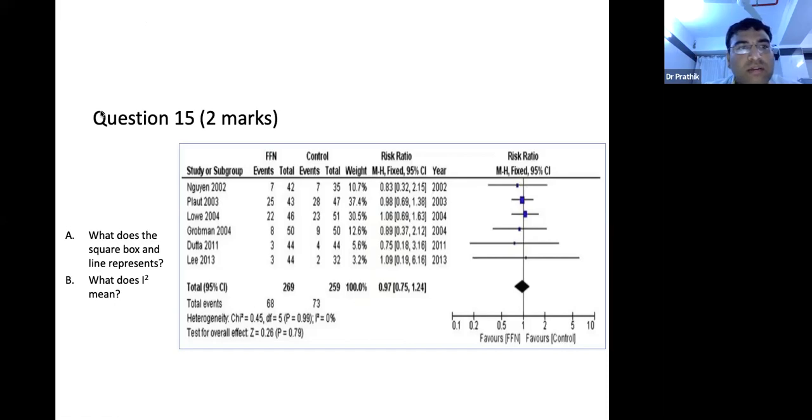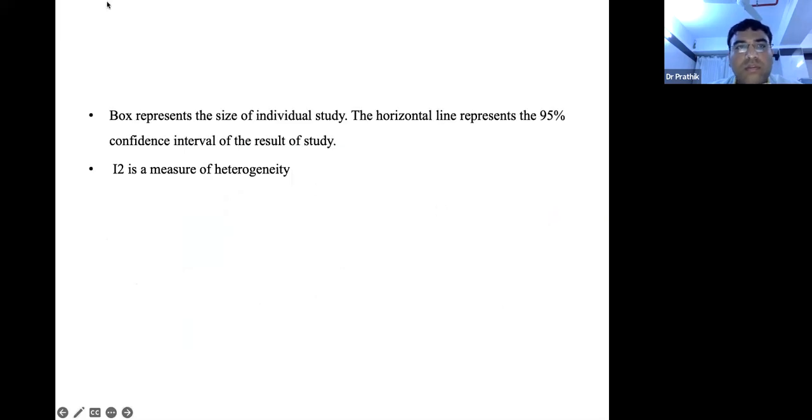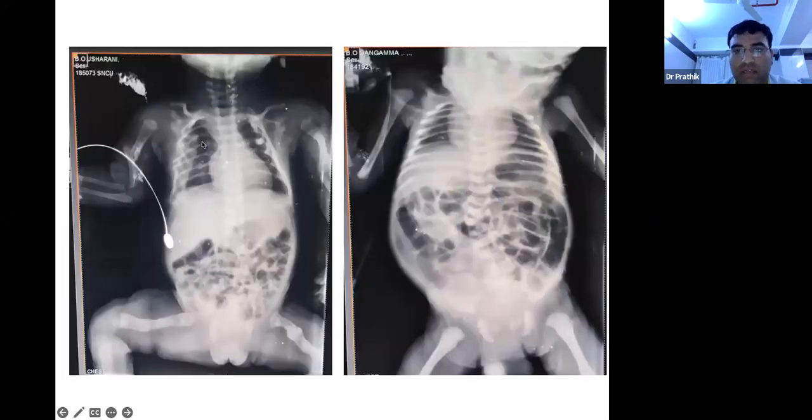Okay, most of you are answering CI. And what does I square mean? Can you see here, I square is 0. I square and chi square. What does I square mean? Okay. Someone has mentioned power. So basically the square box represents the size or the weightage given to the individual study, and the horizontal line represents the confidence interval. We'll go back to the slide and see.